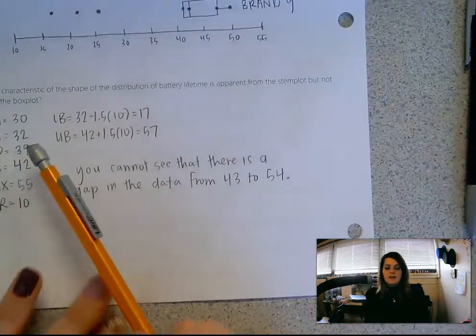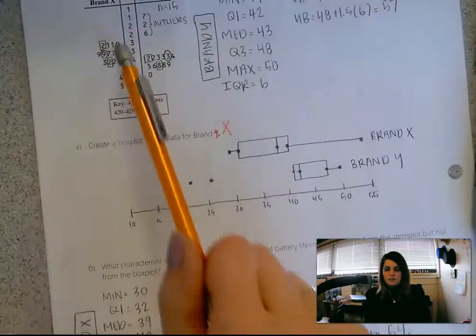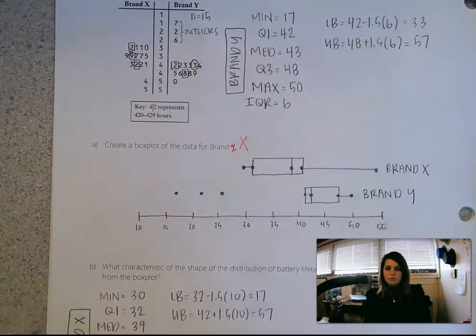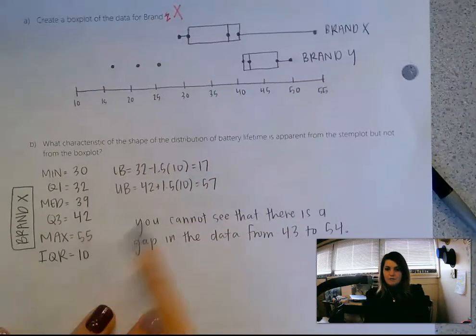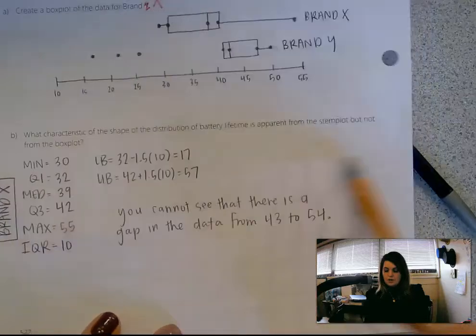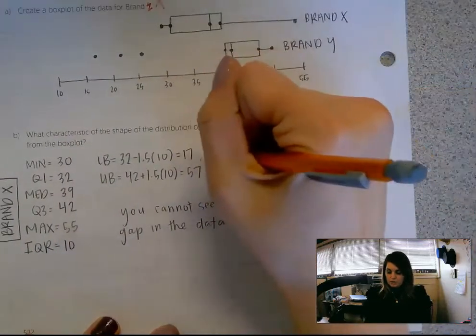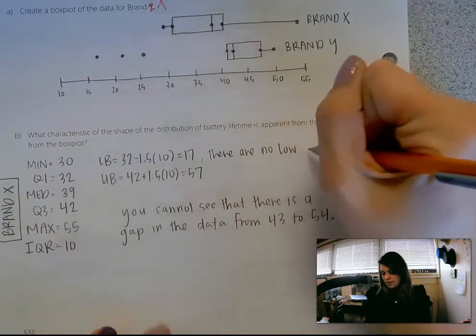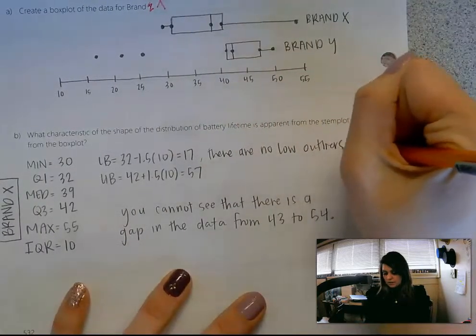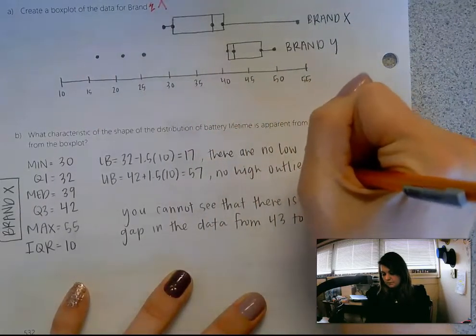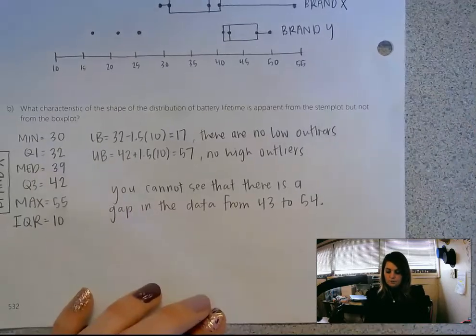So here's my 5-number summary. I went through the stem plot, and you can see me drawing on the stem plot to find my quartiles and my median. I wrote them down here. I found the lower and the upper bound. And there are no outliers. So I probably should have written there are no low outliers and then no high outliers. You don't have to, but it just shows attention to detail.